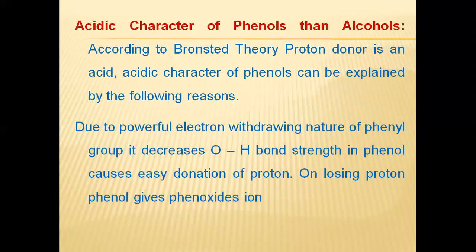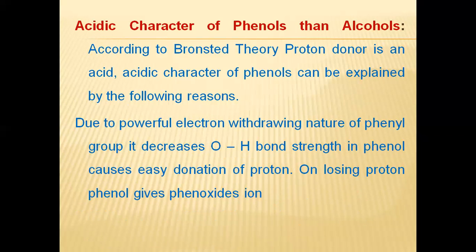So due to the phenol group being an electron withdrawing group, the ring attracts the electrons from the oxygen. Attracting electrons from the oxygen means the oxygen has a partial positive charge, so it easily removes the hydrogen and forms the phenoxide ion.